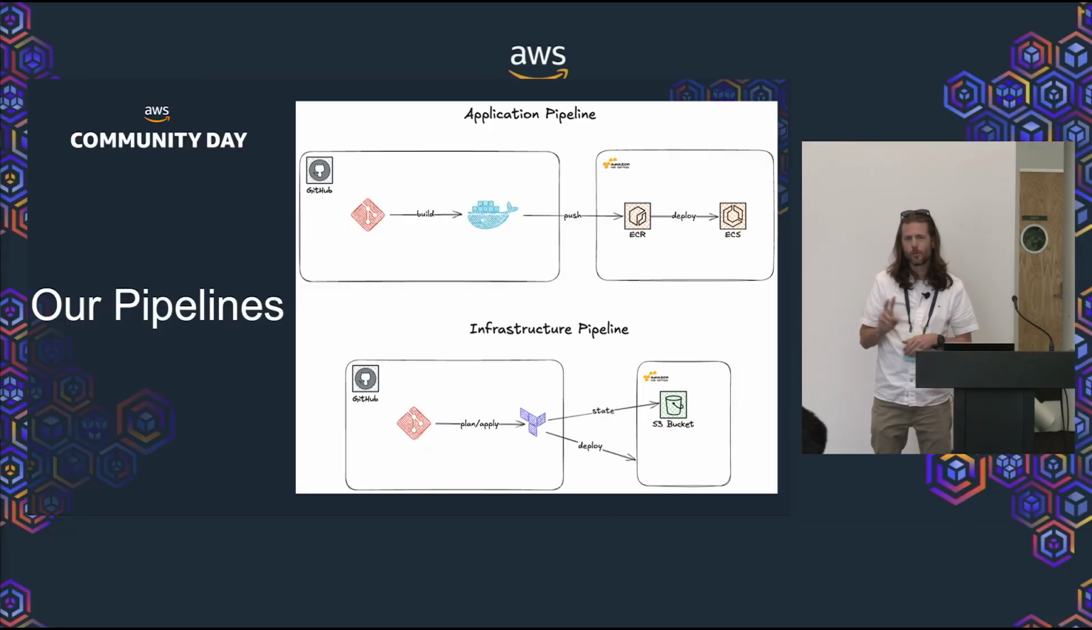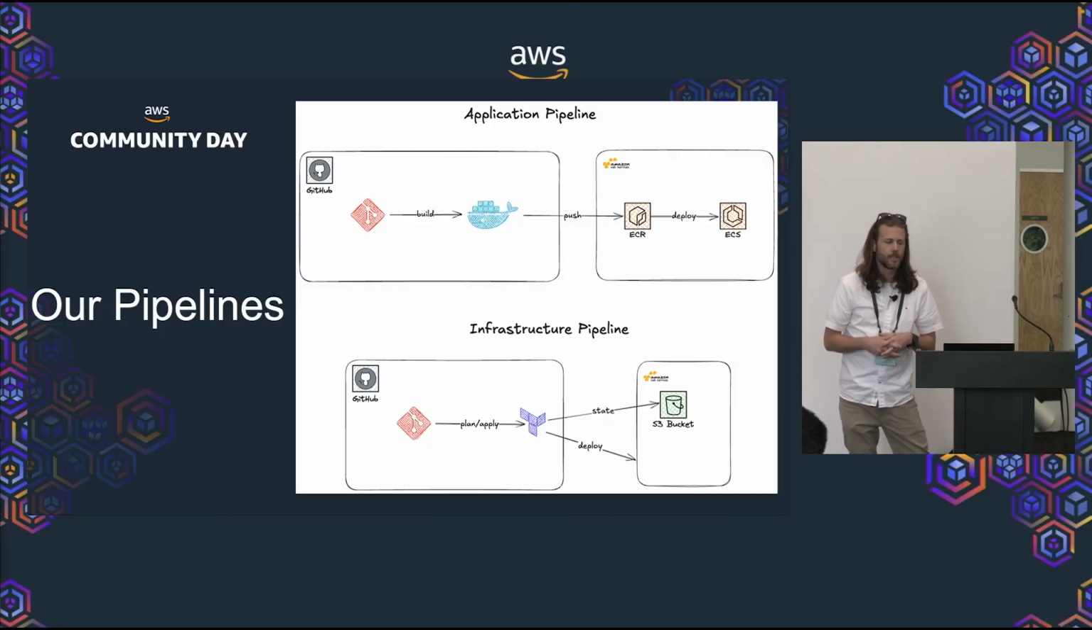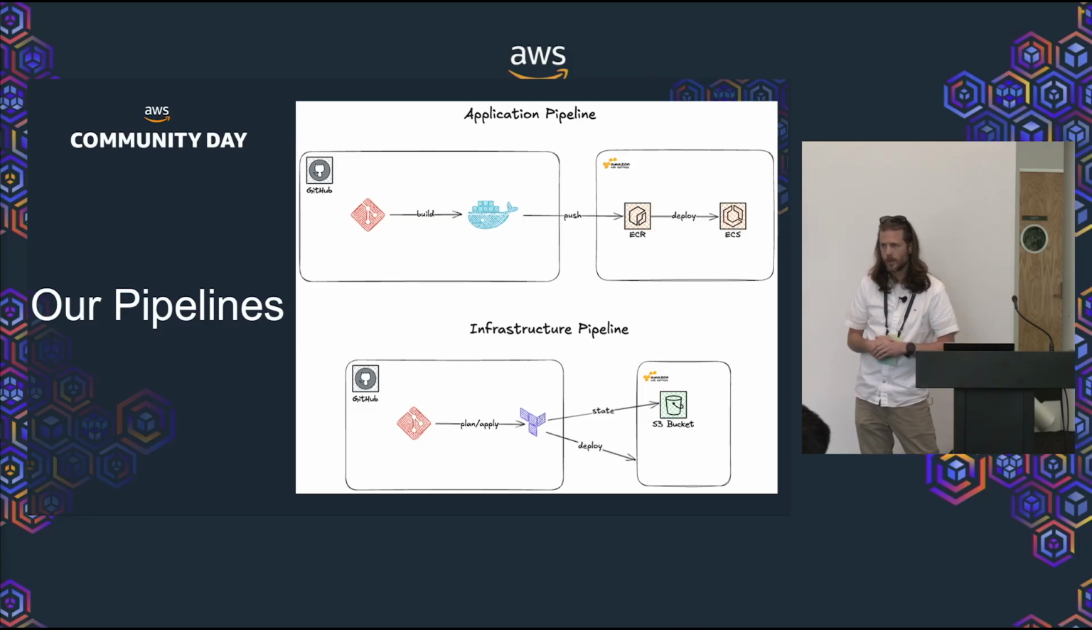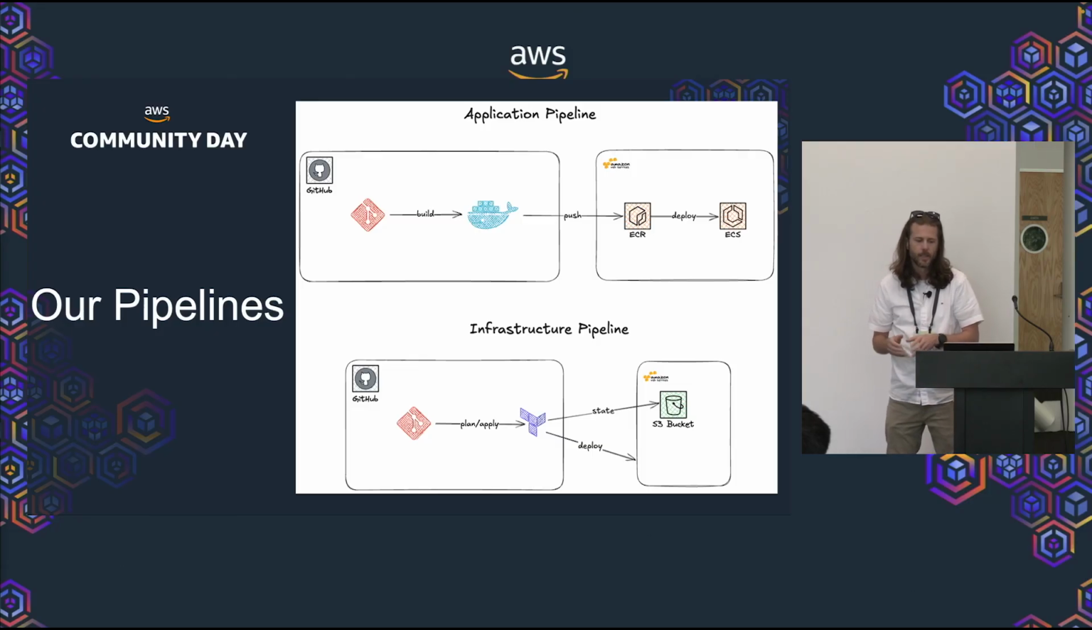Let's talk about two different pipelines. One is the application deployment pipeline. In this scenario, our code is stored in a Git repository. That Git repository is hosted on GitHub. And we are using GitHub Actions workflows to build a container image and push that container image to our container registry in AWS, which is ECR. We're also using that pipeline to deploy the updated application to ECS. There's a few different ways to handle that last deployment part, but it's not really relevant for this discussion.